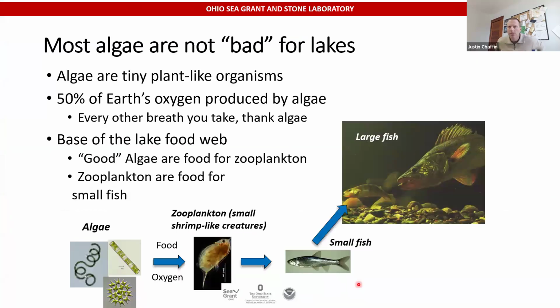So first, I always like to start off with some general overview slides about algae. So most algae are not bad for lakes. Algae are tiny plant-like organisms, and half the Earth's oxygen is produced by algae. So every other breath you take, you should thank algae. Algae are the base of the food web. Algae come in all different sizes, shapes, and colors. The beneficial types of algae are consumed by zooplankton, and then the zooplankton are consumed by small fish, and small fish are consumed by large fish.